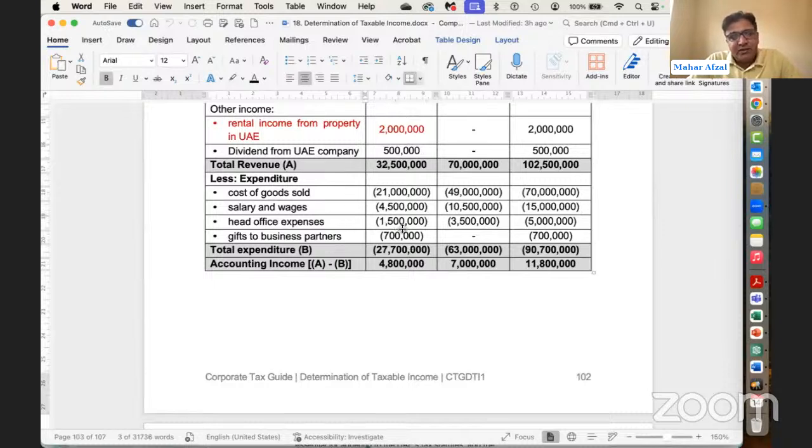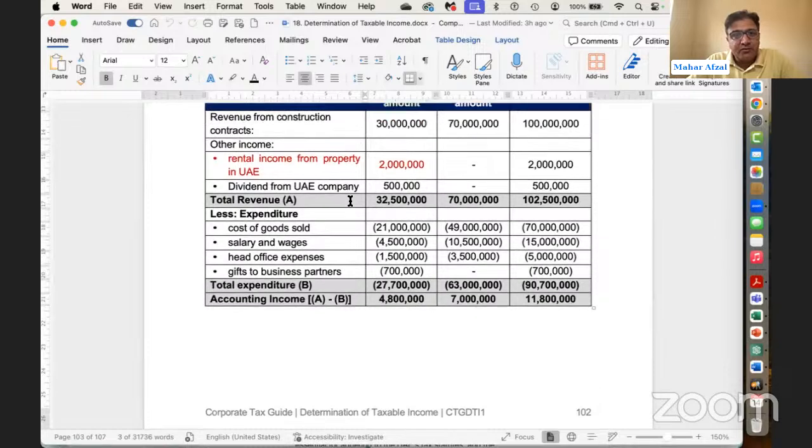Head office allocation of expenses. This is allowed because the expenses have been made by the head office. Expenses made by the head office, and this is allowed. 1.5 million allocation of expenses by the head office to the branch. This is allowed. Salaries and wages are allowed. Cost of goods sold is allowed.